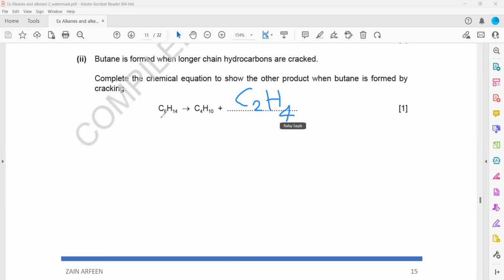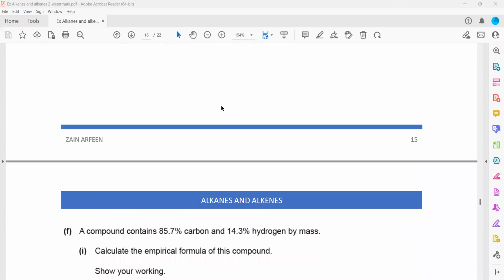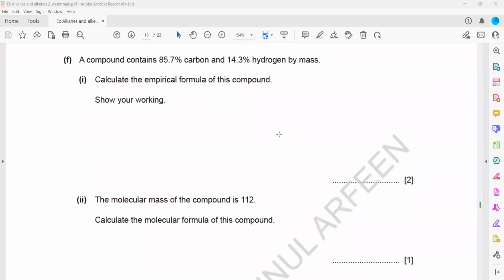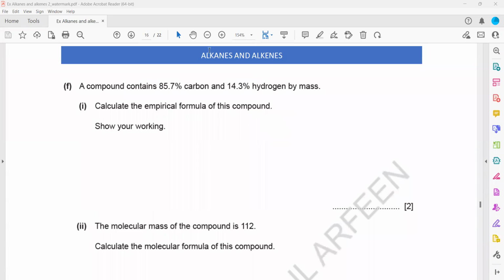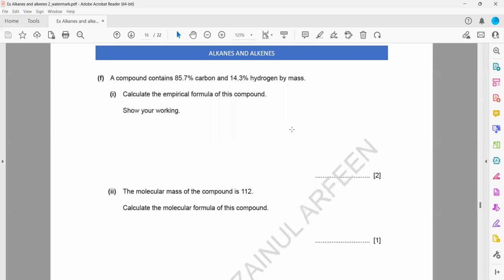So we have C6 and H14. Out of 6, 4 are used, so 2 are left. And out of 14, 10 are used, so 4 are left, so C2H4. So you always check how many bonds are left. Then a compound, this is related to empirical and molecular formula.